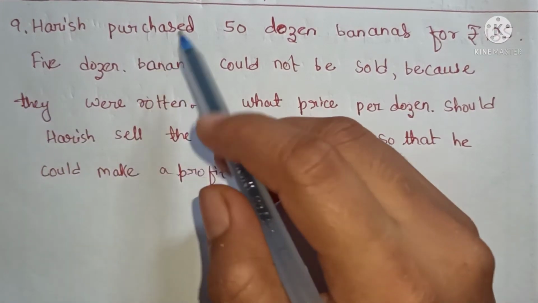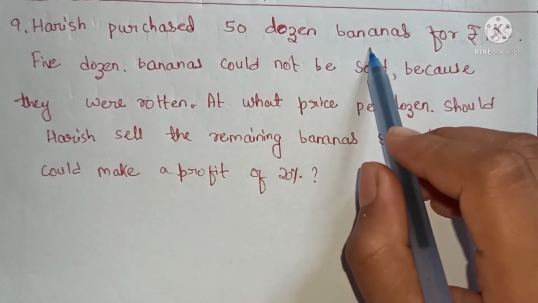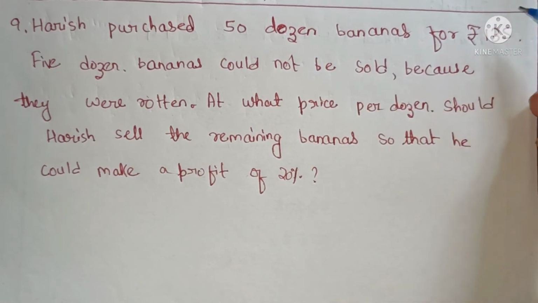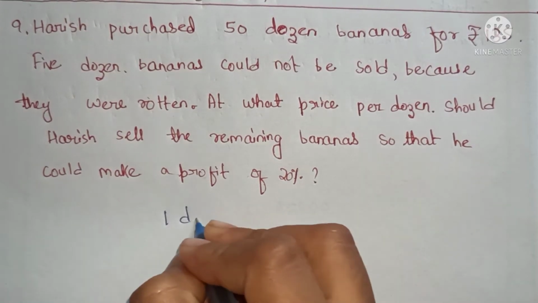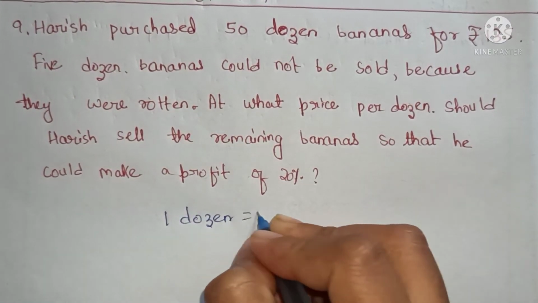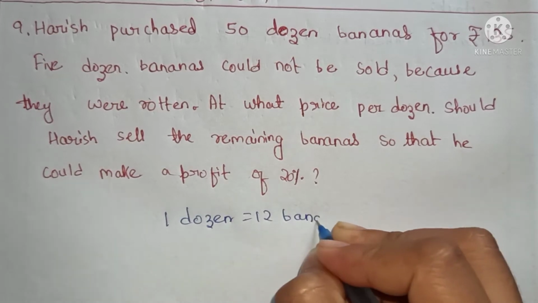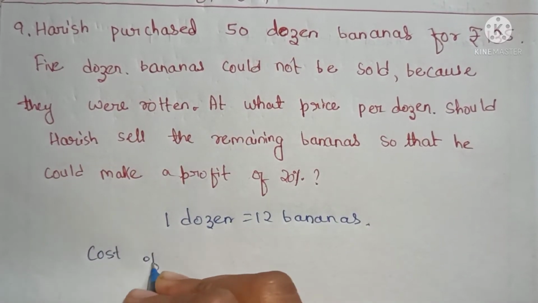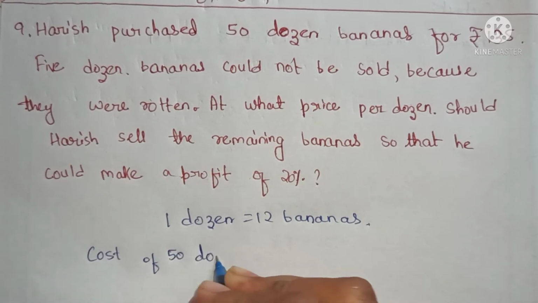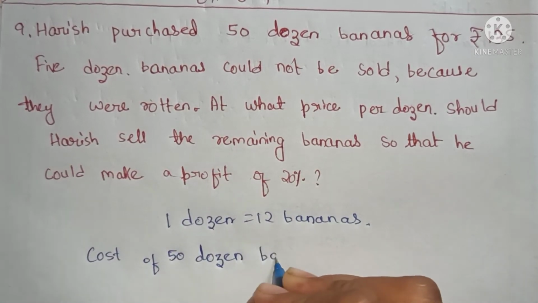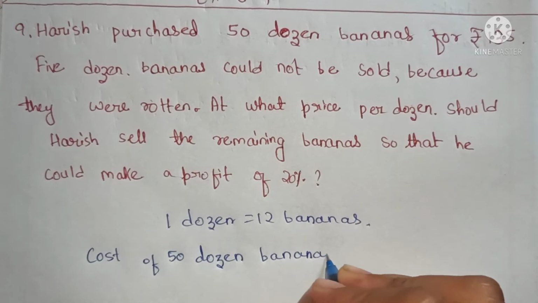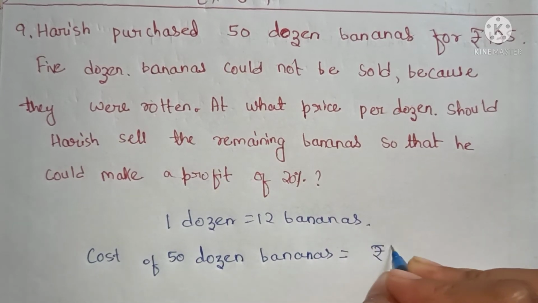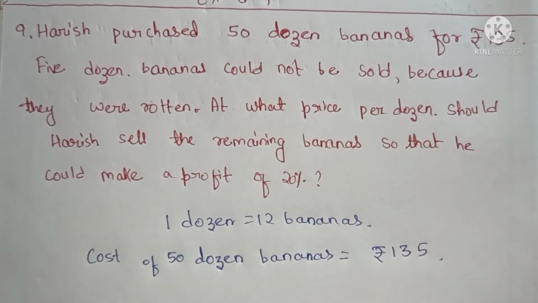Harish purchased 50 dozen bananas for rupees 135. So Harish purchased 50 dozen bananas. We know 1 dozen is equal to 12 bananas, right? So Harish is purchasing 50 dozen bananas. Cost of 50 dozen bananas is how much? For Harish, rupees 135. Very cheap, right?